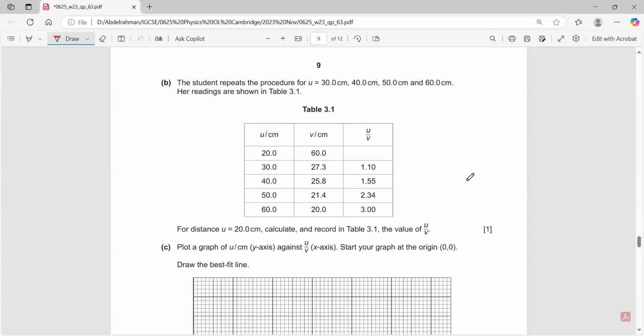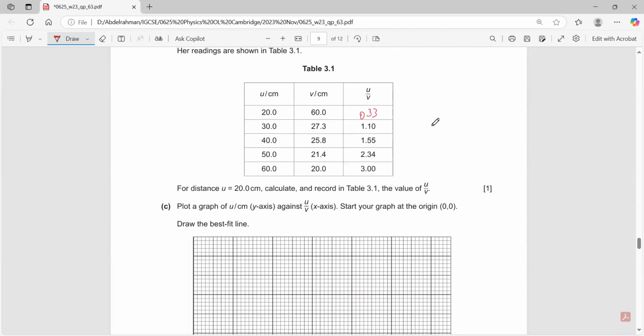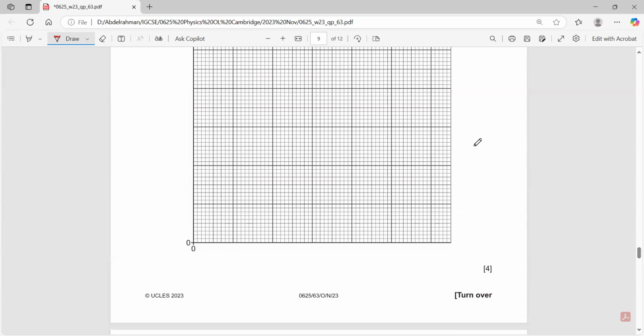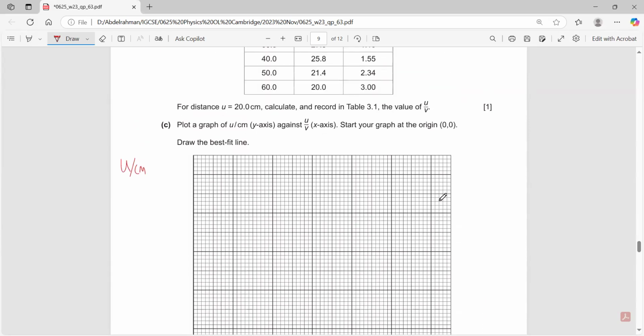The student repeats the procedure for 30, 40, and 50. Can I find u over v for this question? Yes, u over v would be 20 divided by 60, which is 0.33. Plot a graph of u in centimeters on the y-axis and u over v on the x-axis, starting from the origin at 0 and 0. Draw the best fit line.